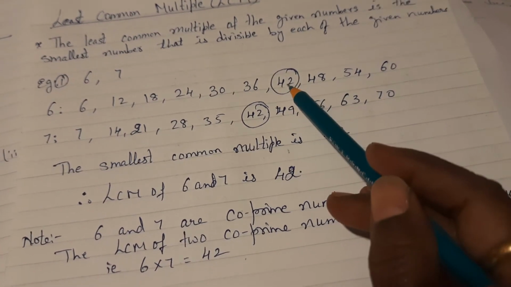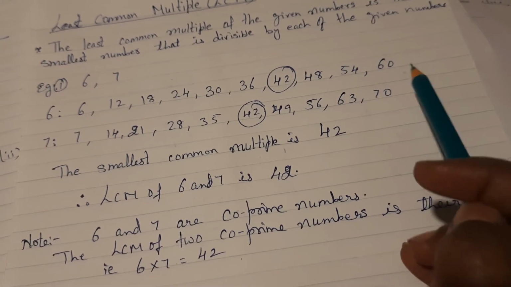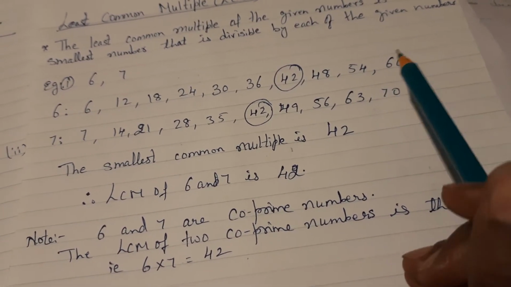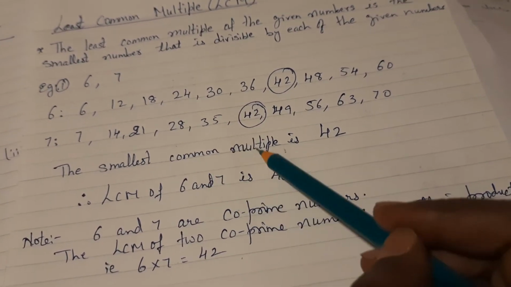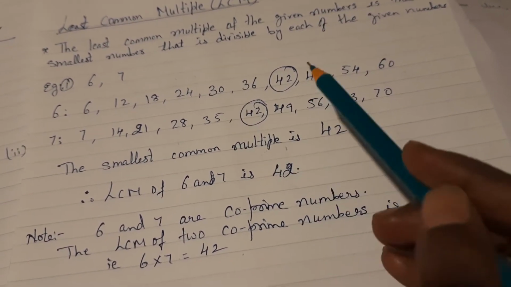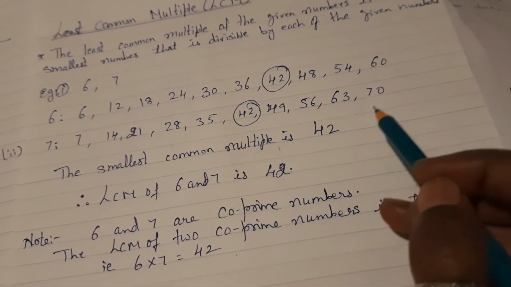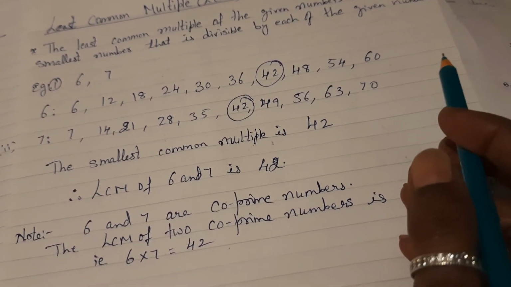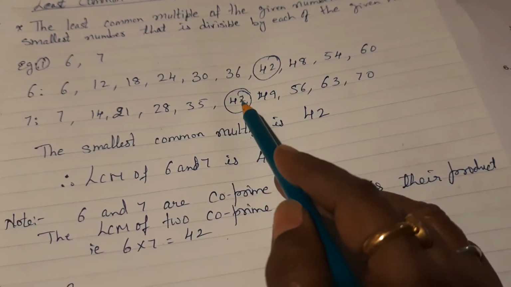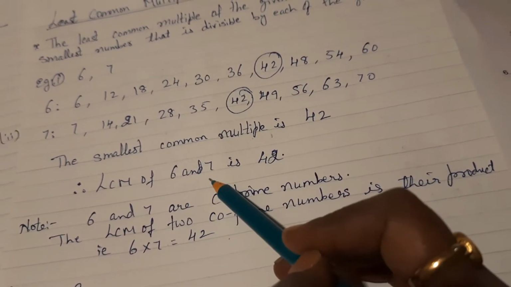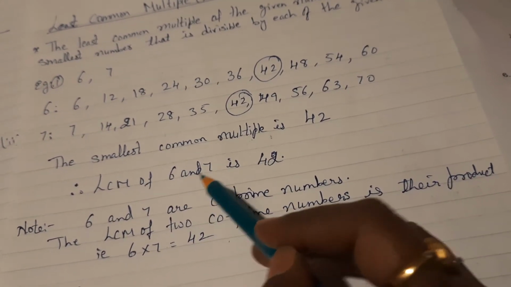42, the first common multiple. Later on you'll have some more multiples which are common, but we are not interested in that. The first common multiple is the smallest common multiple, and that is the LCM. So the smallest common multiple over here is 42. If we continue this table further, we might get a common multiple still more, but we are interested only in the smallest one. So LCM of 6 and 7 is 42, and in other words you can say 6 7s are 42.